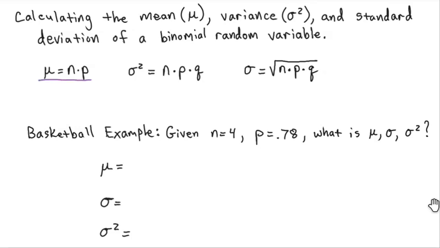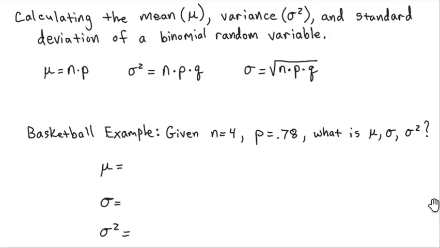To calculate the mean, you just multiply n times p. That's it. N is the number of trials, p is the probability of success, and when you multiply those two numbers together, you get the mean of the binomial random variable. It's just as easy to calculate the variance. It's n times p times q, so it's the number of trials times the probability of success times the probability of failure. And then the standard deviation, as usual, is the square root of the variance, so it's the square root of n times p times q.